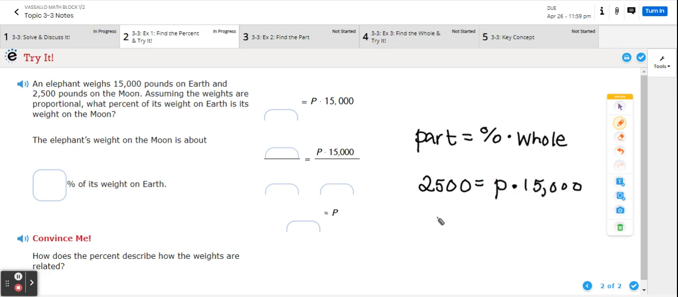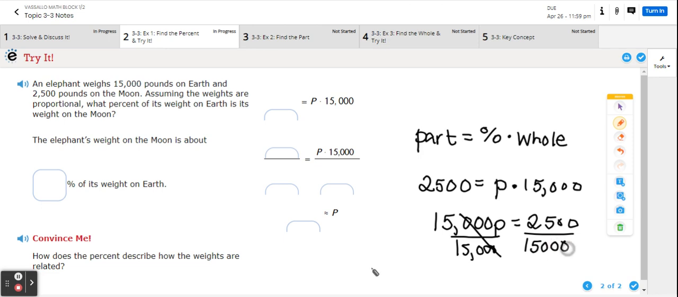We can rewrite this so it just looks a little bit nicer of an equation. But your goal here is you want your variable to be all by itself. So we're going to divide by 15,000. Now, if you're using a calculator, 2,500 gets typed into the calculator first. If you are doing this using long division, then 2,500 would go in the house. Okay, but we're going to use a calculator. So 2,500 divided by 15,000 is a nice repeating decimal.